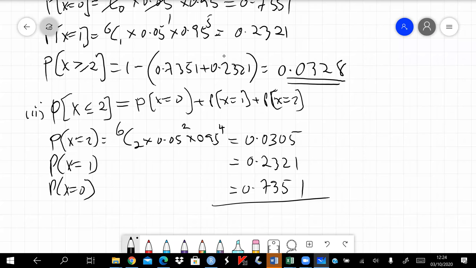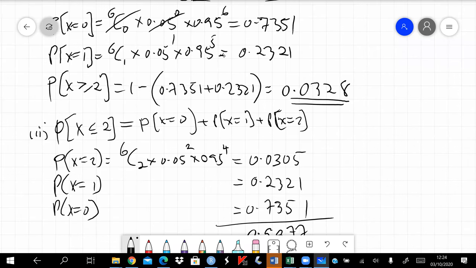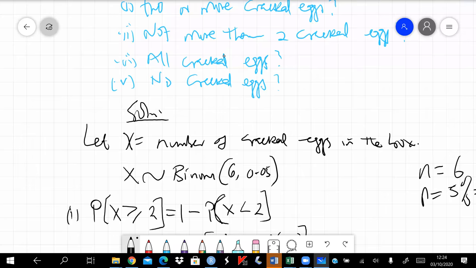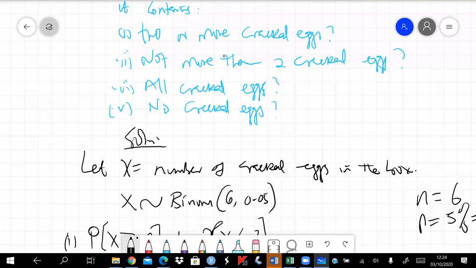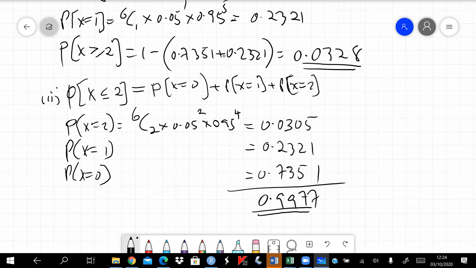We need the total. So we have 0.9977. Correct. It's a very high chance. It's a very high chance you'll get not more than 2 cracked eggs.